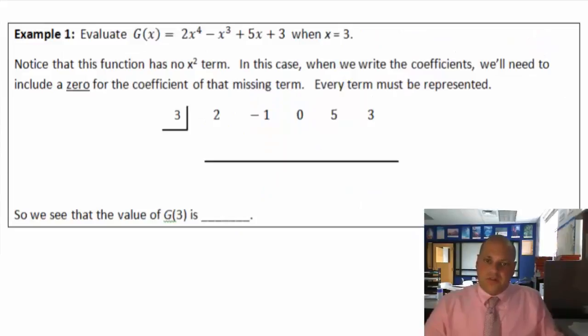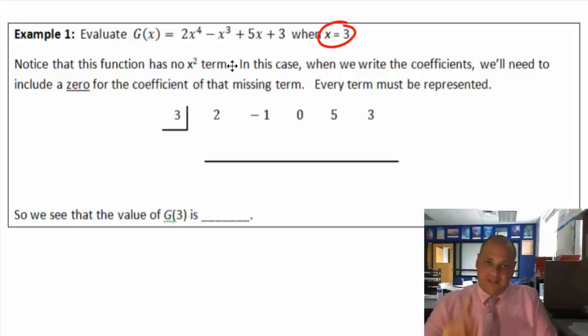I'm going to do another one with you here. Totally different function. See how it works. So 2x to the fourth minus x to the third plus 5x plus 3 when x equals 3. All right, so we put that 3 in the box. 2, negative 1, 5 and 3.